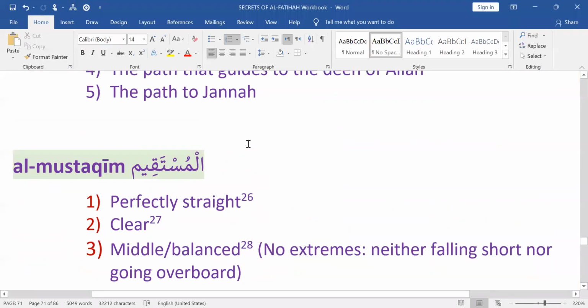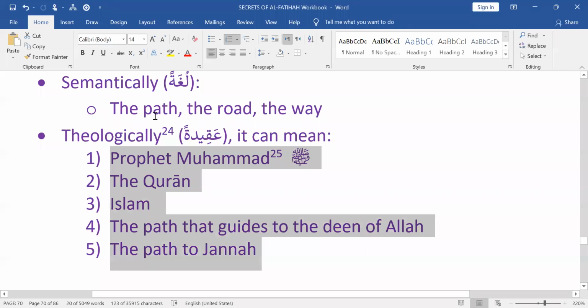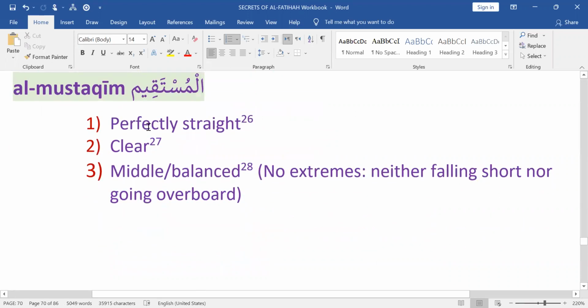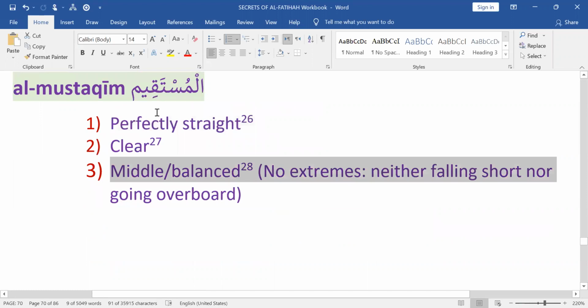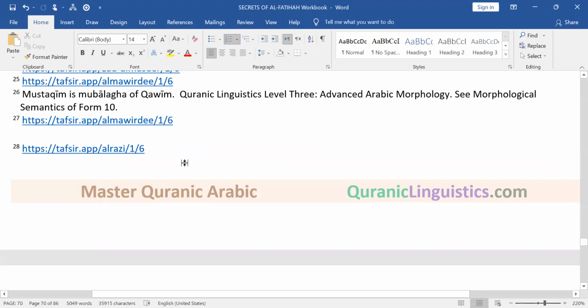We can go back and quickly reference this. Remember these 5 meanings semantically, and here's the 5 meanings that are aqidatan, theologically or figuratively. And al-Mustaqim means perfectly straight. It means clear. It can also mean middle, balance, no extremes, not going overboard, nor falling short.